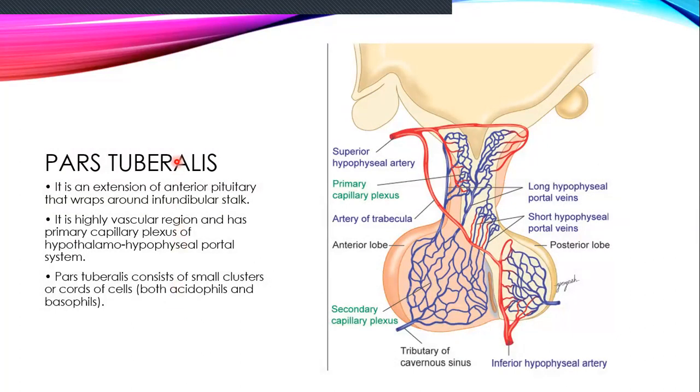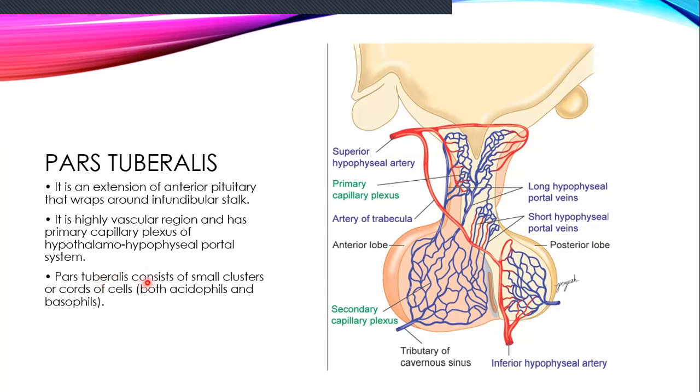Then we have pars tubularis, the last part of adenohypophysis, which is just an extension of the anterior pituitary that usually wraps around the infundibular stalk. It is a highly vascular region and has the primary capillary plexus of the hypothalamo-hypophyseal portal system. Please remember this. And please don't confuse the hypothalamo-hypophyseal portal system with the hypothalamo-hypophyseal tract. This is a portal system. Okay? It is a vascular system. But the other one is a tract. Those are axons of neurons.